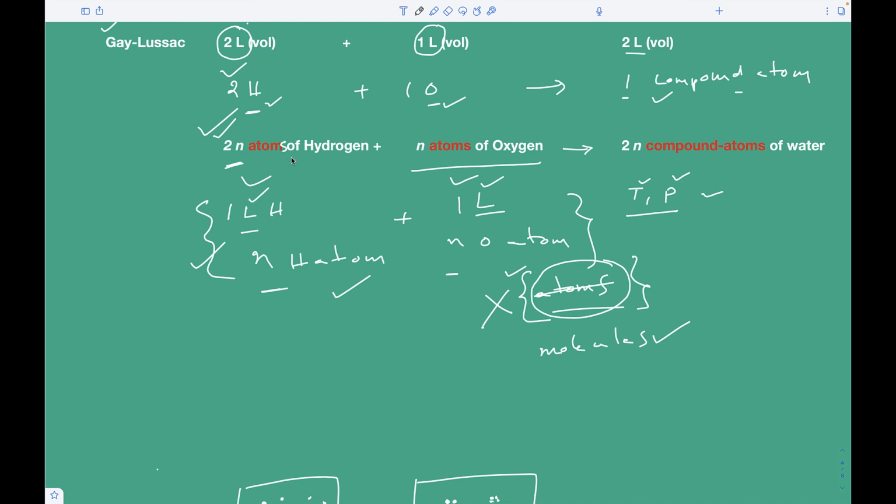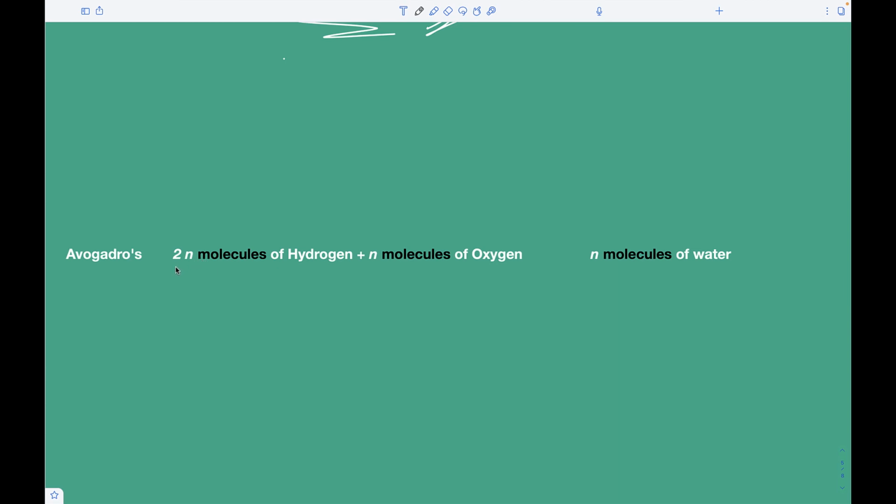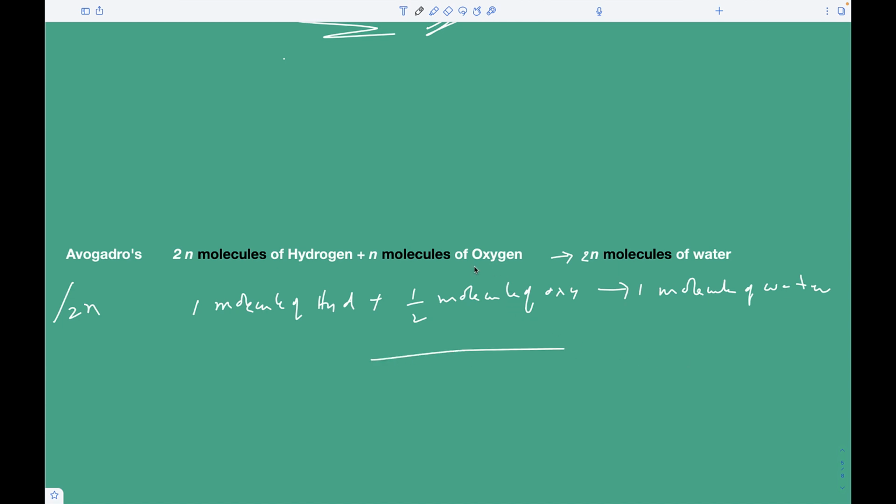Now, let us rewrite this equation by replacing atoms with molecules and see how it looks. So 2n molecules of hydrogen combine with n molecules of oxygen to form 2n molecules of water vapor. Now if you divide each of these terms by 2n, we will have 1 molecule of hydrogen combines with half a molecule of oxygen to form 2n over 2n, which is again 1 molecule of water. And we have no issues with this line because molecules can be divided into atoms. Molecules are divisible. So, problem solved.